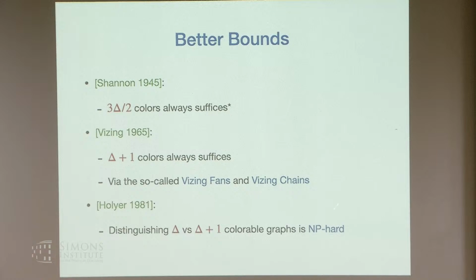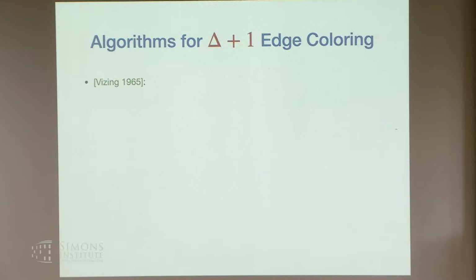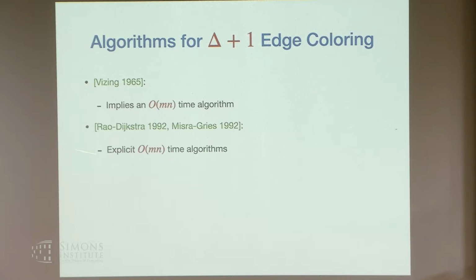In some sense, this means that our focus in research has been mostly on finding a delta plus 1 coloring. So the question we're asking in this talk is: how fast can you find a delta plus 1 coloring of a given graph? A purely algorithmic question. I give you a graph, output a delta plus 1 coloring. It always exists. So what do we know here? Actually, Vizing's approach itself gives you an order mn time algorithm. And then this algorithm was formalized by works of Rao and Dijkstra and Misra-Gries that show there are very simple order mn time algorithms that find a delta plus 1 coloring of any graph.